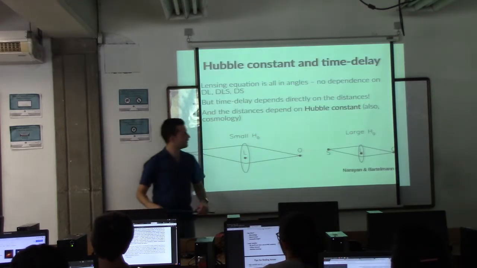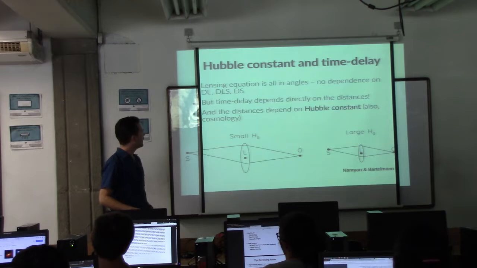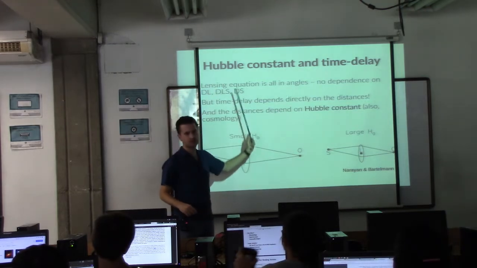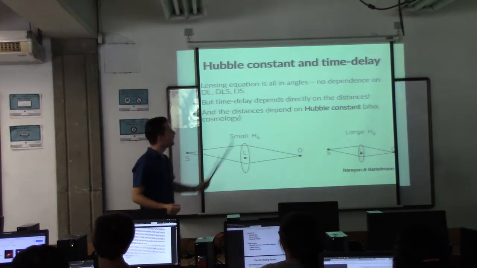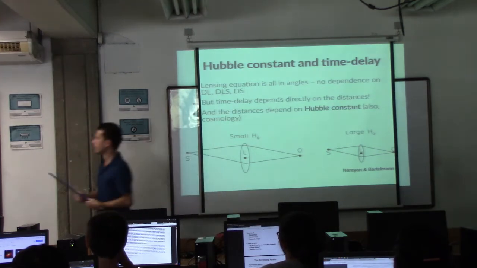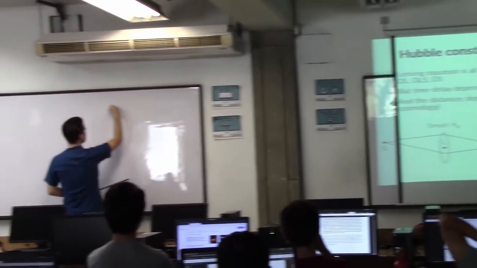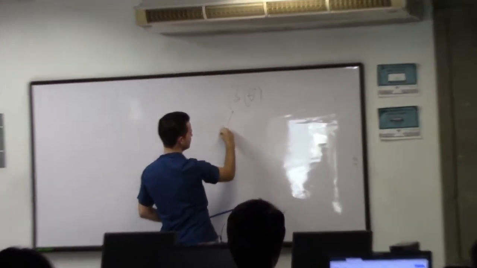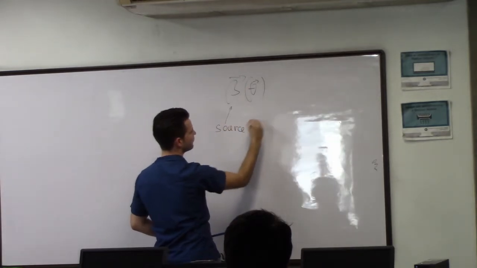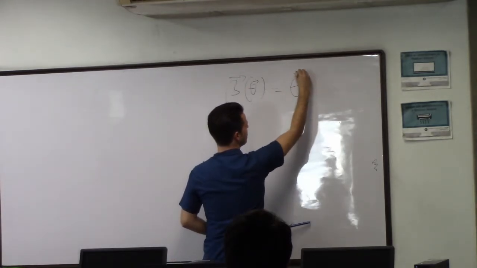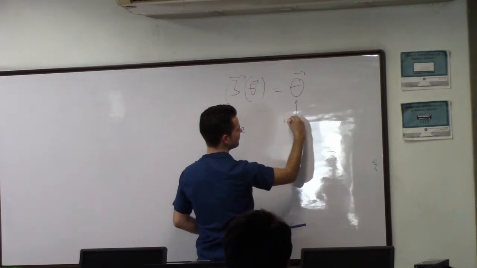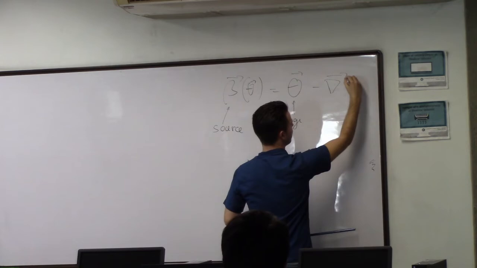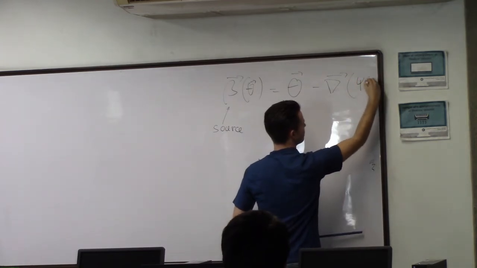So the idea is this. We have the lensing equation that we saw in days one and two. It was all in angles, if you remember correctly. It was beta, a function of theta, the source position, equals your observed image position theta minus the gradient of the lensing potential.